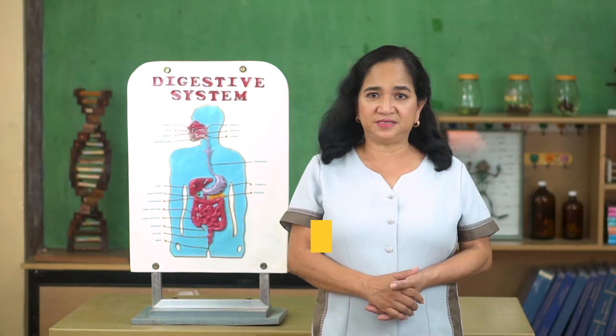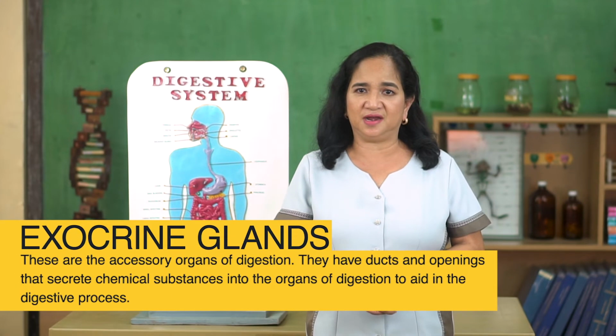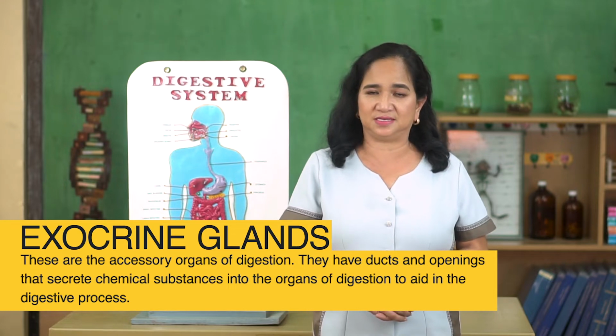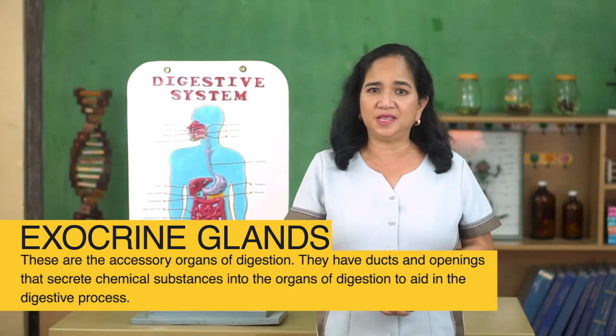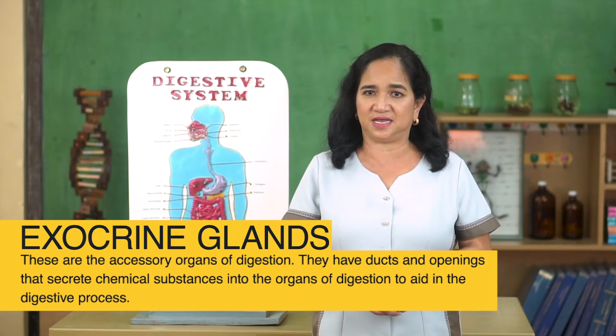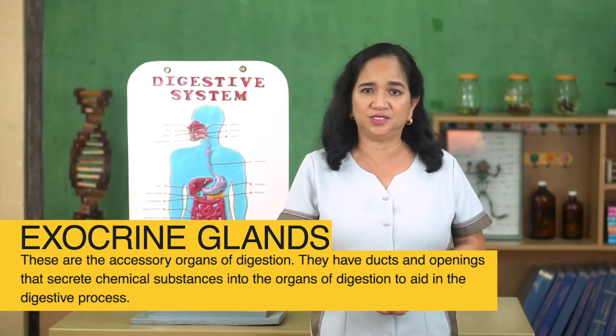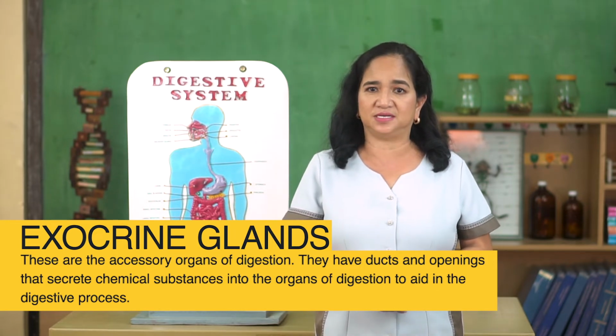Have you ever wondered what the accessory organs of the digestive system are? The accessory organs of digestion are described as exocrine glands. They have ducts and openings that secrete chemical substances into the organs of digestion to aid the digestive process.